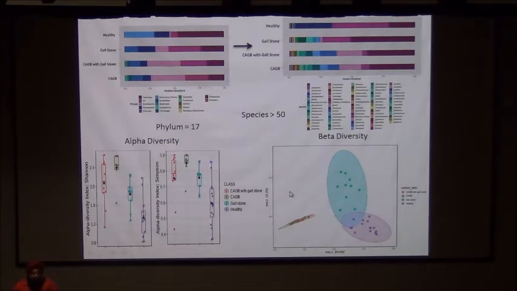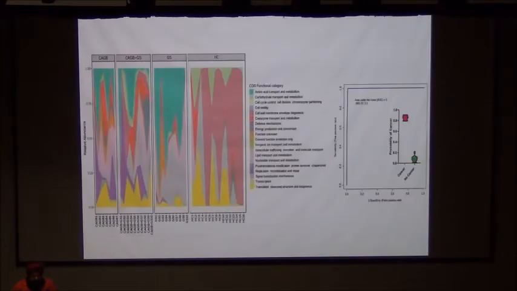We did the functional analysis based on the enzymes that we could identify, and we found that these are the CAGB with gallstone. We found that the bacteria in CAGB with gallstone were significantly increased in lipid transport and metabolism. They were also doing different functions such as cell cycle and carbohydrate metabolism.